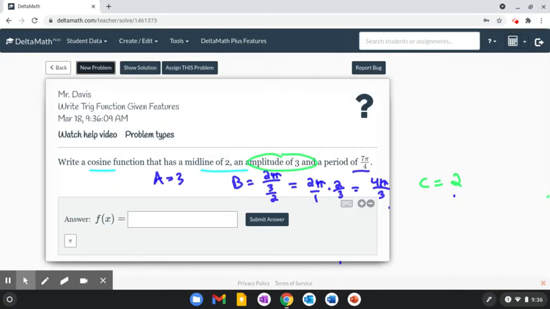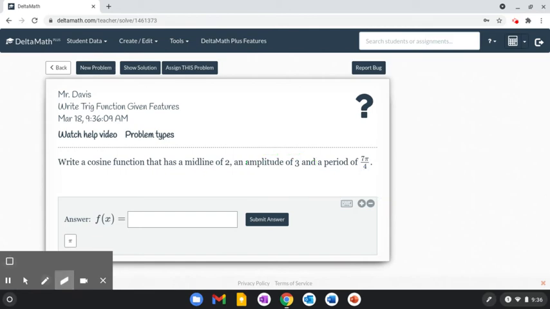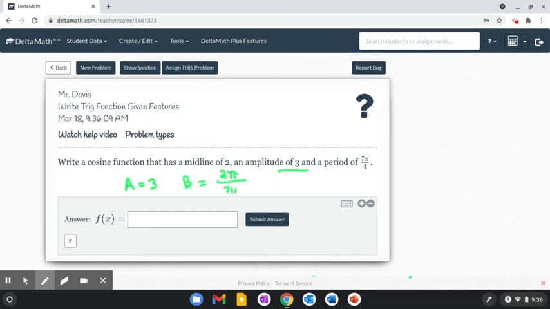All right, so hopefully you're starting to get the hang of it here. Do one more. So again, we got this one just a little mixed up. It's cosine. Amplitude is 3, so A equals 3. B is going to be 2 pi over the period. So this one's a little bit trickier. 2 pi over 7 pi over 4.